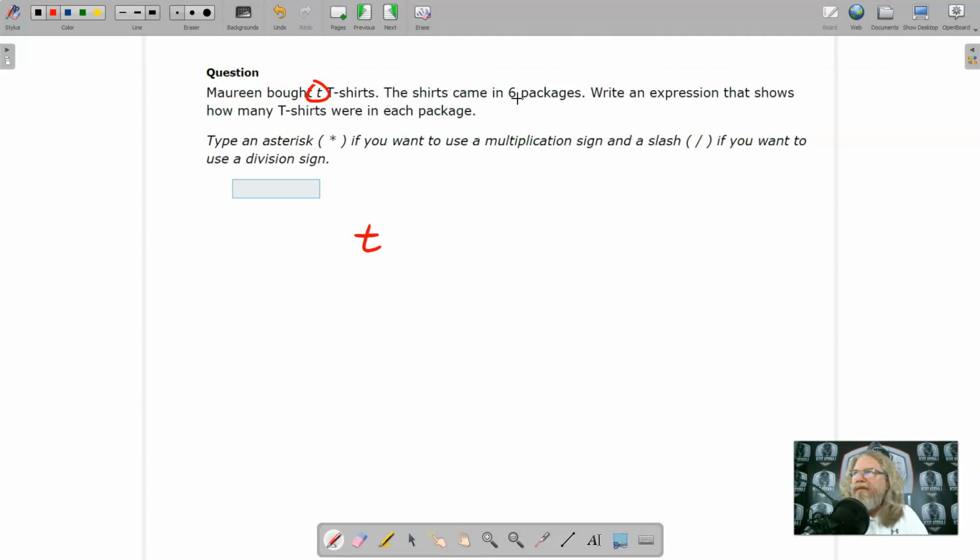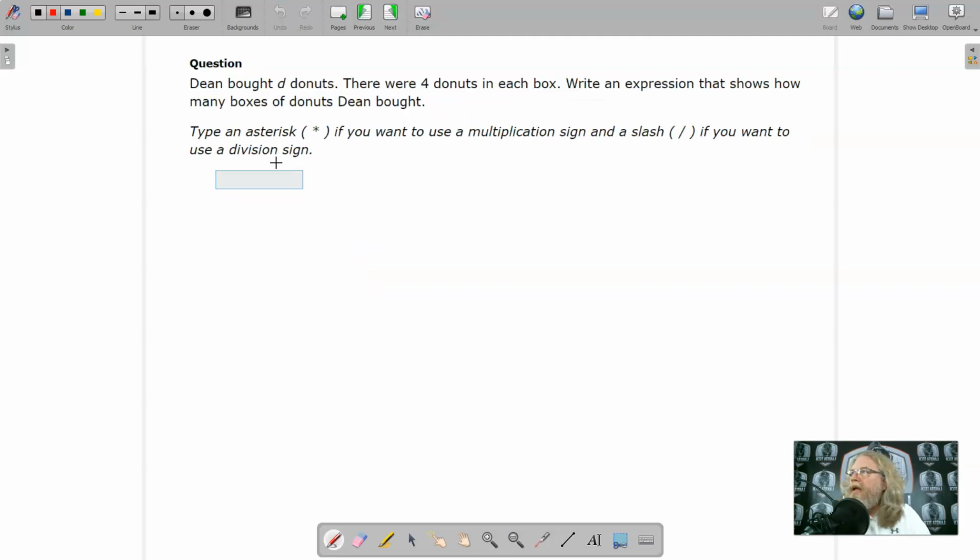Now they came in 6 different packs, so we have to split them between those 6 packs, and that would tell us how many T-shirts were in each pack. So T divided by 6. We're going to type in T, hit that backslash, type in 6, and hit the enter button.